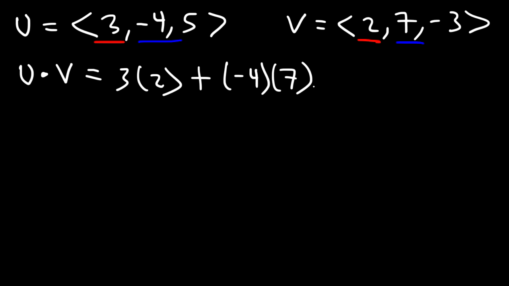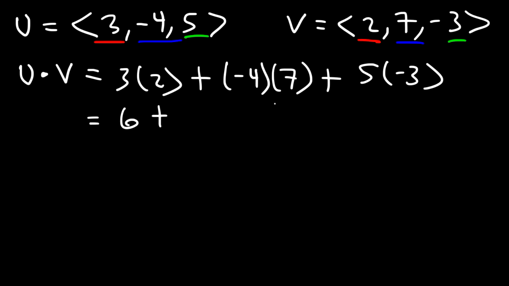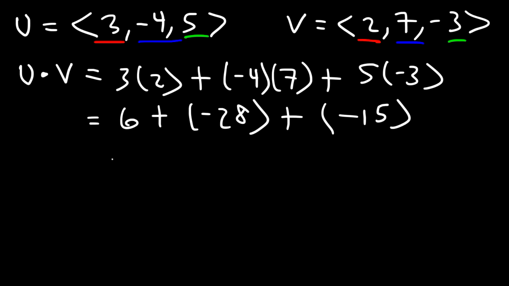So that's negative 4 times 7. And then finally multiply the z components. And that's going to be 5 times negative 3. 3 times 2 is 6. Negative 4 times 7, that's negative 28. And 5 times negative 3, that's negative 15.